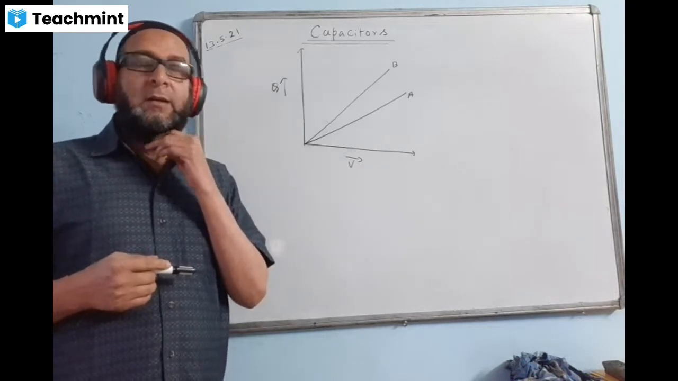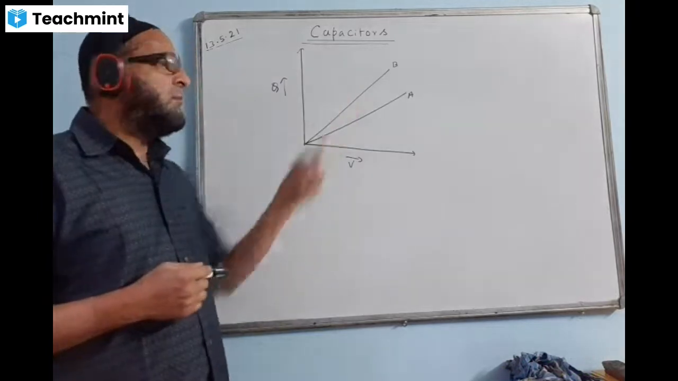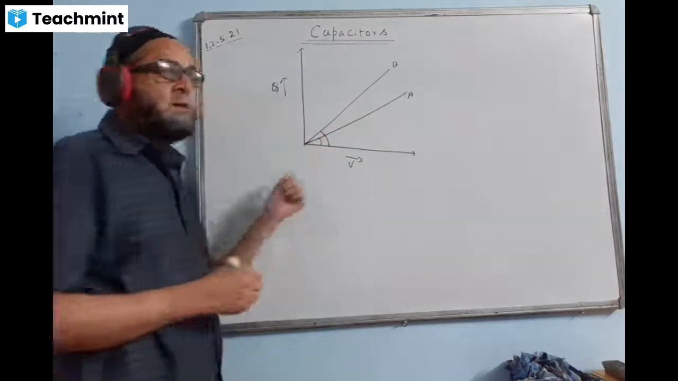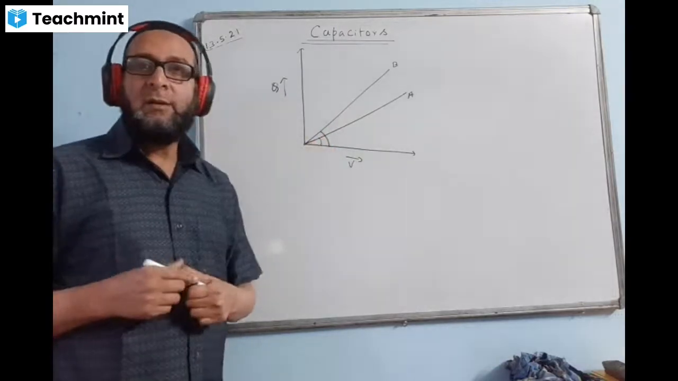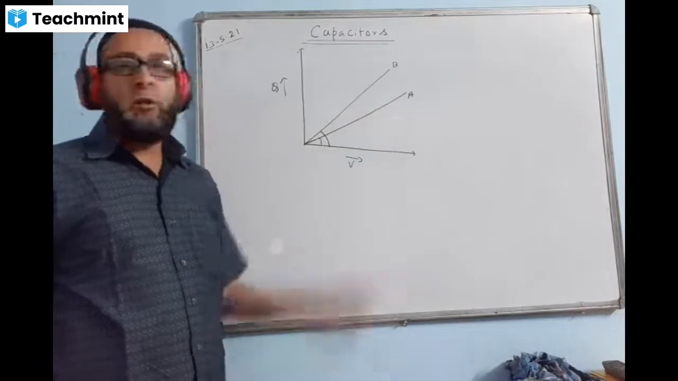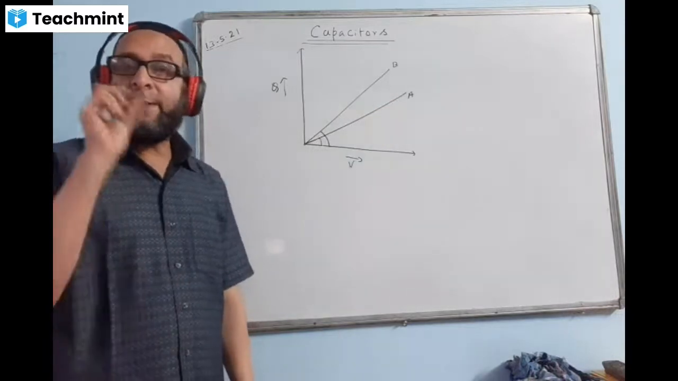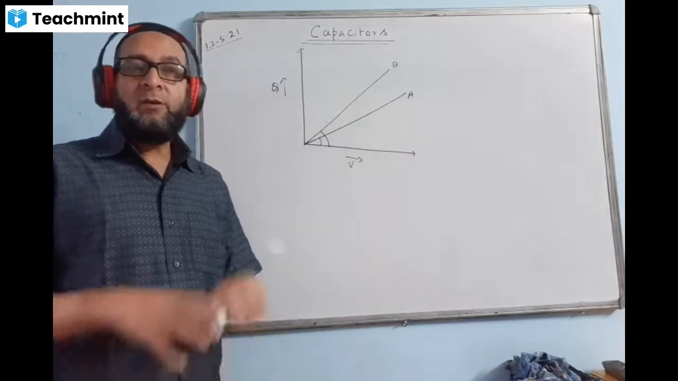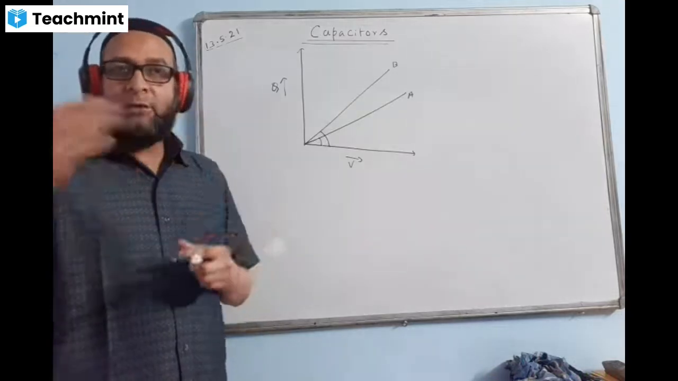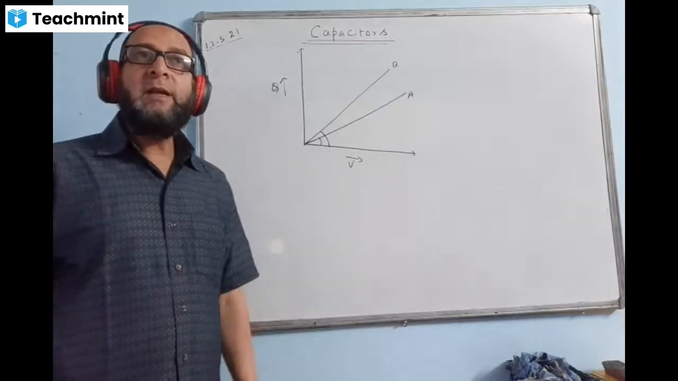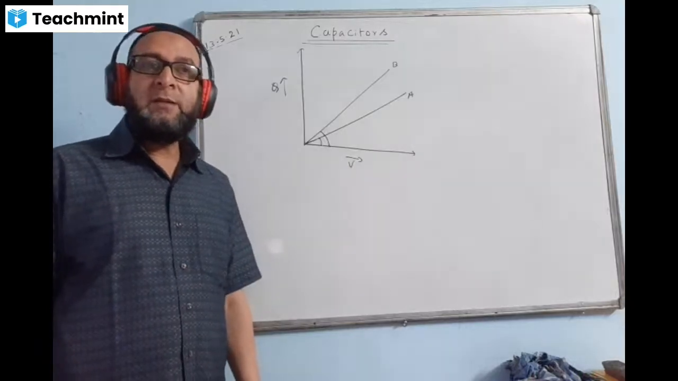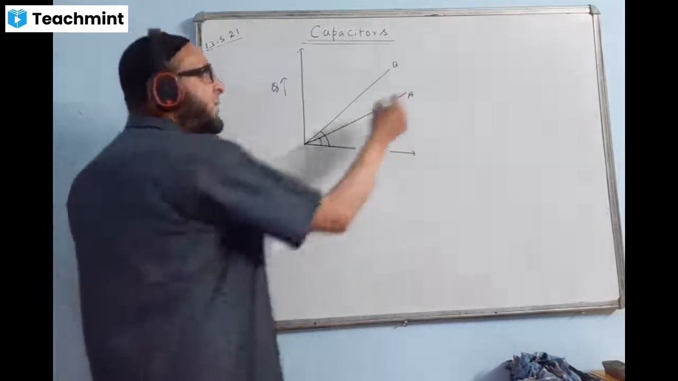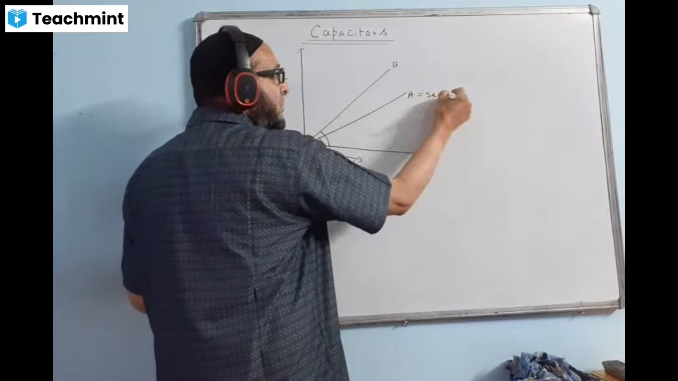And the slope of which line is smaller? Slope of A is this much and slope of B is this much. Slope means the angle with the x-axis. Line A's slope is smaller, so it has less capacitance, and less capacitance is only possible in series. In series the formula is 1 by C equal to 1 by C1 and so on, so you expect a low value of capacitance. In parallel, the values get added up, so the value becomes more. So A represents series combination and B represents parallel.